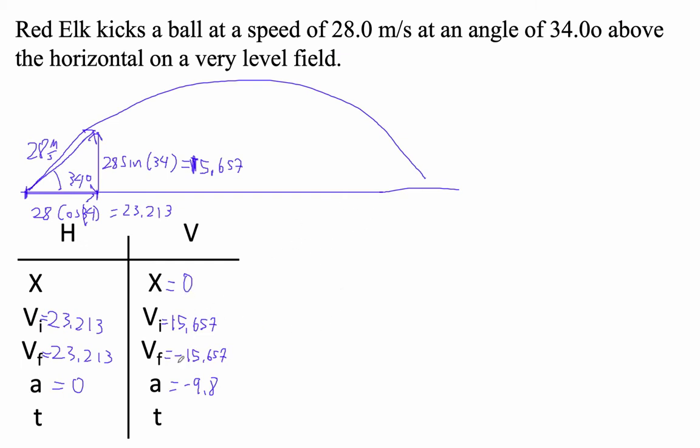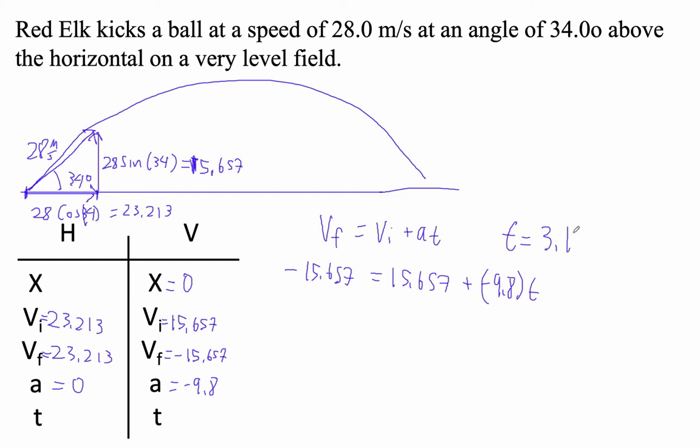Now, what I always do is find the time with VF is VI plus AT. So the final velocity is negative 15.657, which is equal to the initial velocity, 15.657, plus negative 9.8 times t. So let's solve this guy. Divided by 9.8, I'm getting 3.1953. So t is equal to 3.1953 seconds. Did we get that right? Yeah, we did. 3.20.